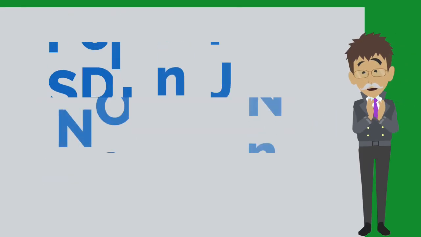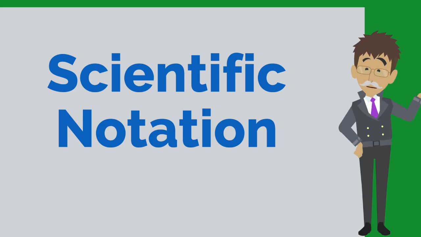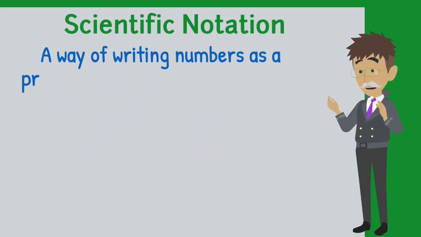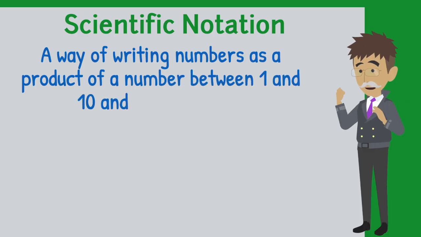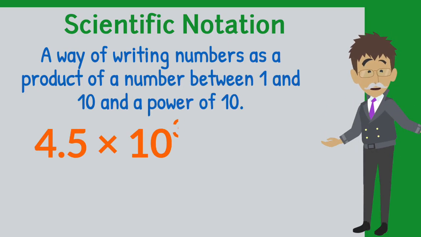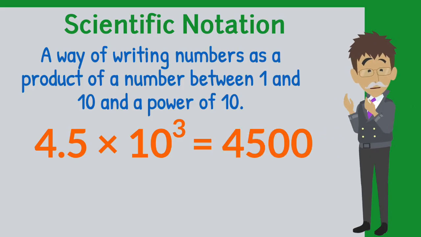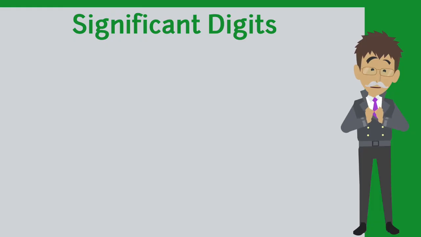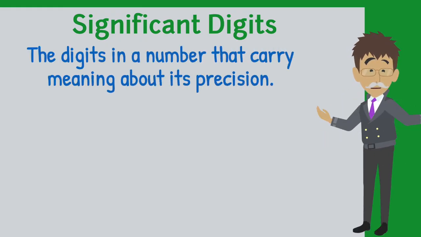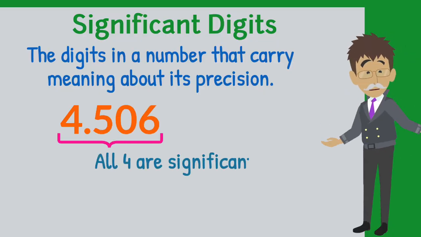Very large or very small numbers are easier to work with in scientific notation. Scientific notation. A way of writing numbers as a product of a number between 1 and 10 and a power of 10. For example, 4.5 times 10 to the third power equals 4,500. Significant digits. The digits in a number that carry meaning about its precision. In 4 and 506 thousandths, all 4 digits are significant.